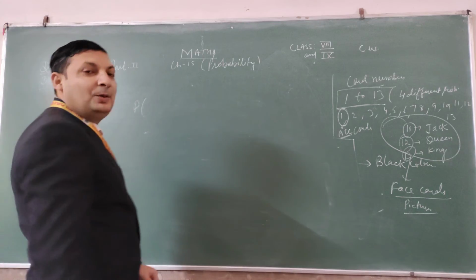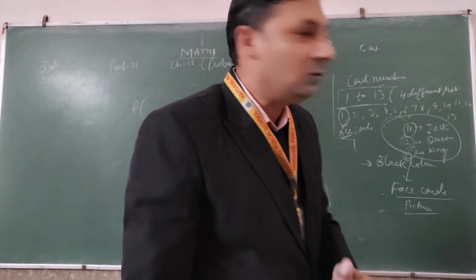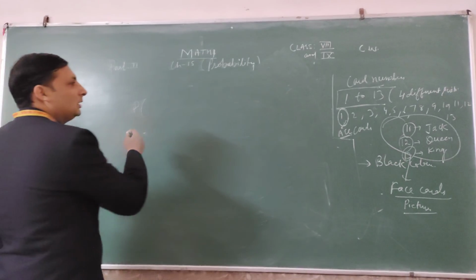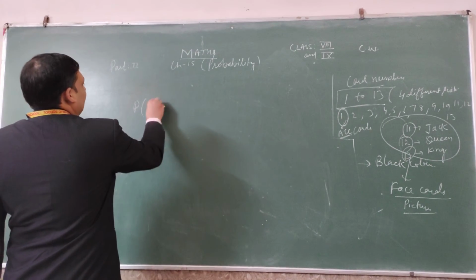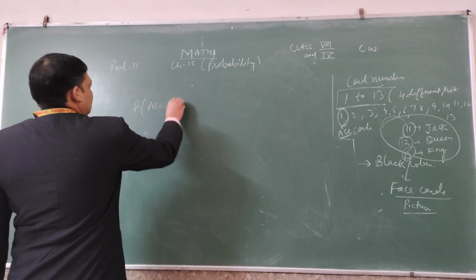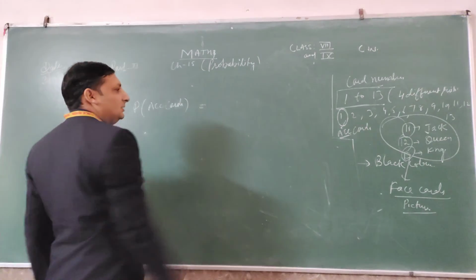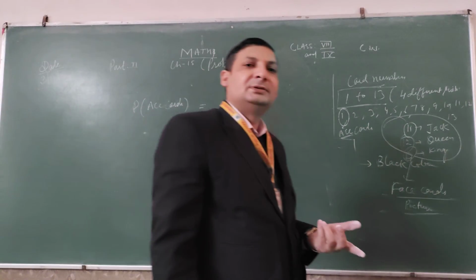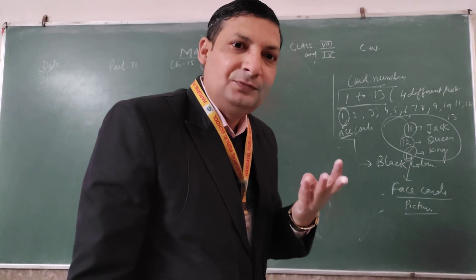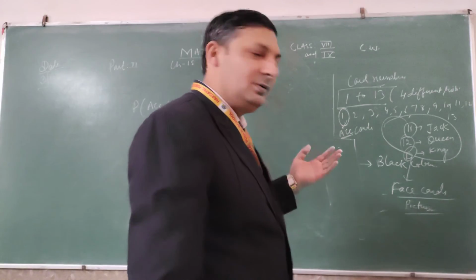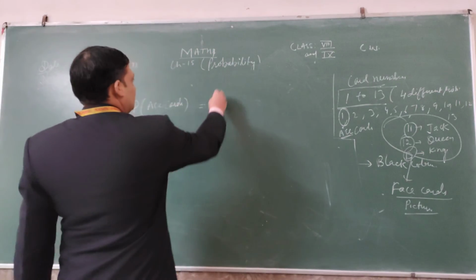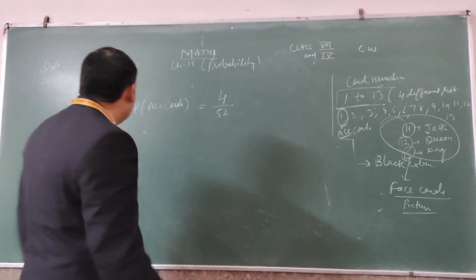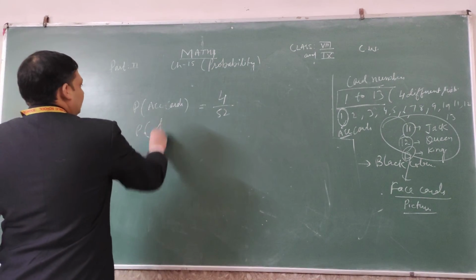A card is drawn from a well shuffled deck of 52 cards. What is the question? Probability of an ace card. So which card is called ace card? See here, first card number 1 is called ace card. So how many cards are in the ace? Ace consists of 4 different suits, that is diamond, club, heart, spade. It has 4 cards. So 4 by 52. Total possible outcomes will be 52. Then we talk about the probability of face cards.